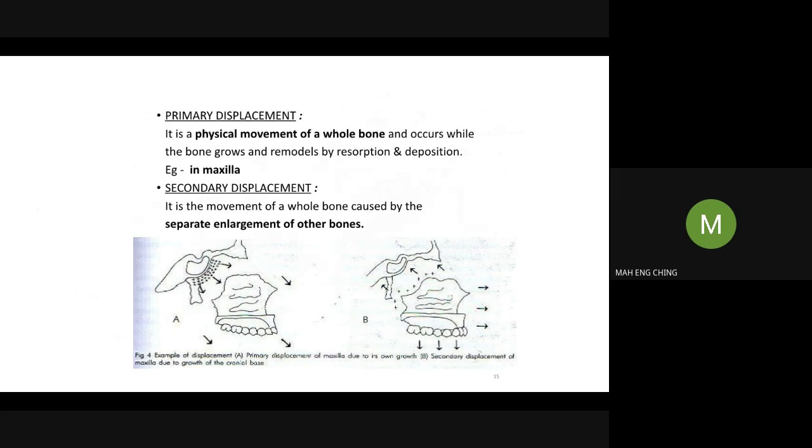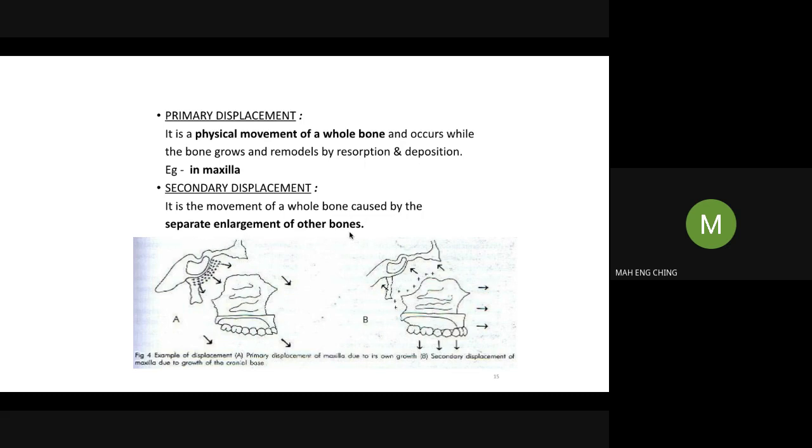Primary displacement means the physical movement of the whole bone that occurs while the bone grows and is remodeled by resorption and deposition. So the bone itself has a plus and minus, which is resorption and deposition. When this happens, the bone will grow or move. That's called primary displacement. By its own, the bone grows itself by deposition and resorption. That's why it moves.